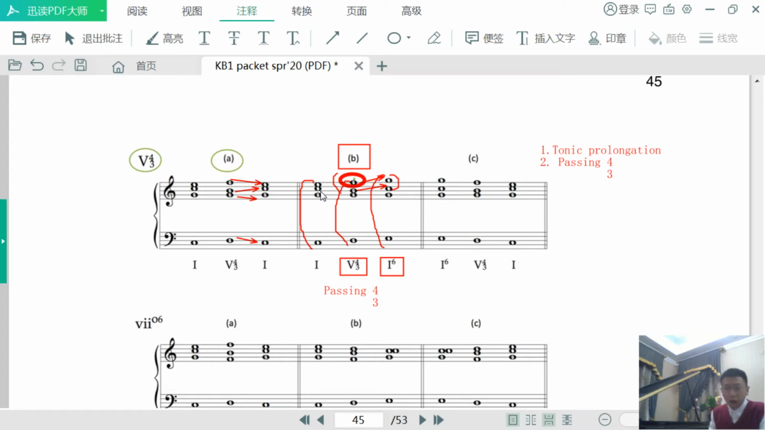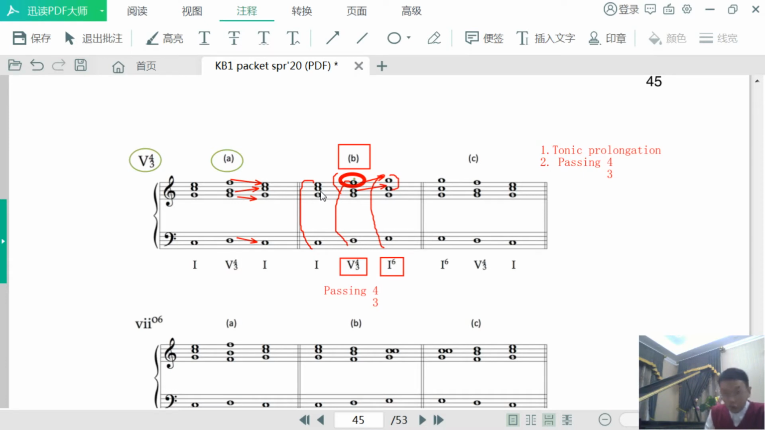Before that, we talked a little bit about the passing 6-4 chord, which is really like a tonic prolongation, which is the voice exchange with the bass and the soprano, for example. But in this case, we are moving to a passing 4/3 to do the tonic prolongation. In this case, the diminished fifth can be going to a perfect fifth. So that's the only time you can do that.